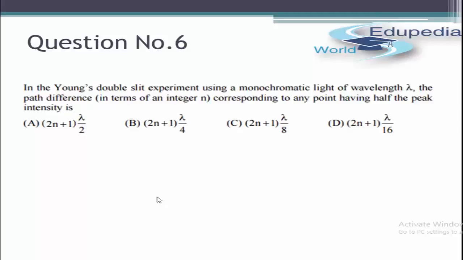You have a Young's double slit experiment using monochromatic light, and you need the path difference corresponding to points having half the peak intensity. So there is an assumption to make in this question. Unless something else is given, we have to assume that both the slits have the same width, so that the intensity coming from both the slits is the same. That's not expressly given, but without that it doesn't work. And that's a reasonable assumption if nothing is given, I think.